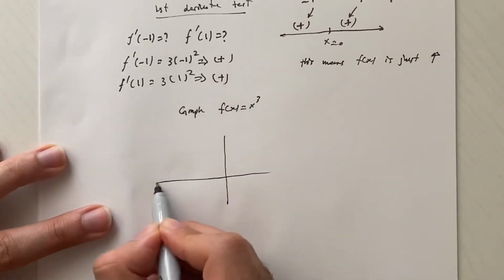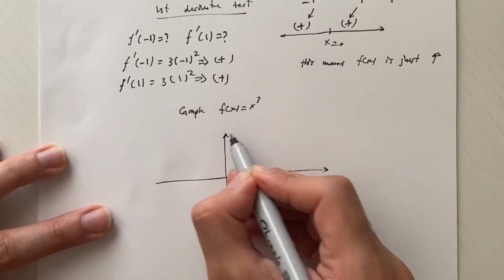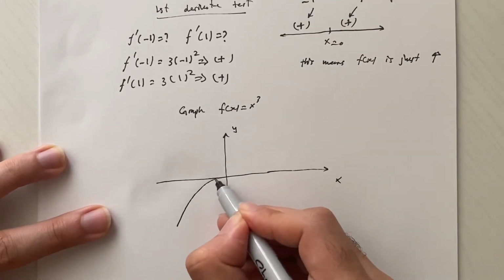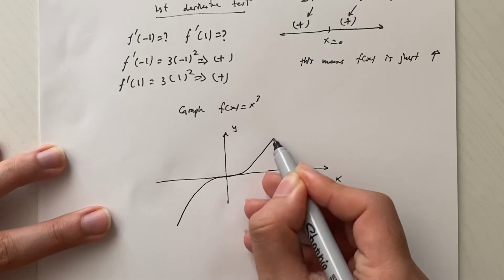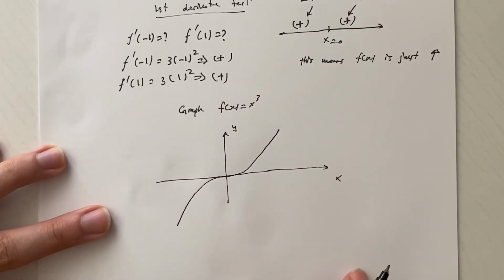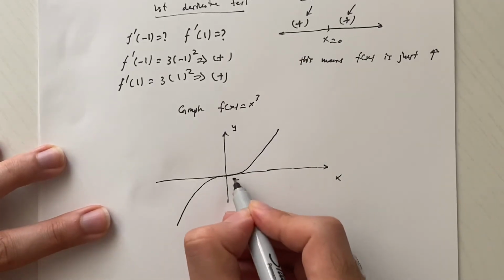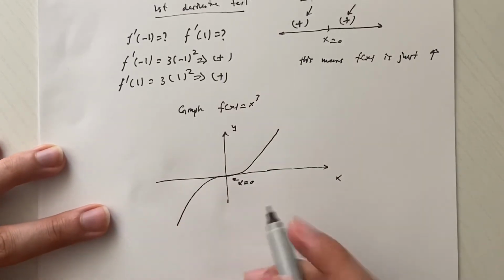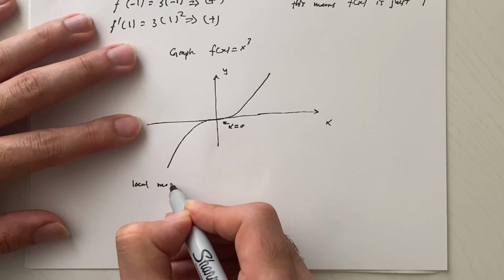Now let's graph the function x cubed. Note this function is an odd function. So what you see here in the center where x equal to 0, the slope there, or derivative there, is 0, but it's not a max or min. The graph just keeps increasing.